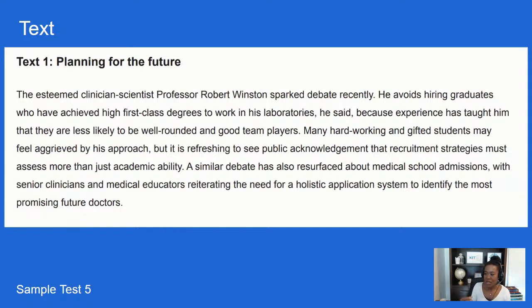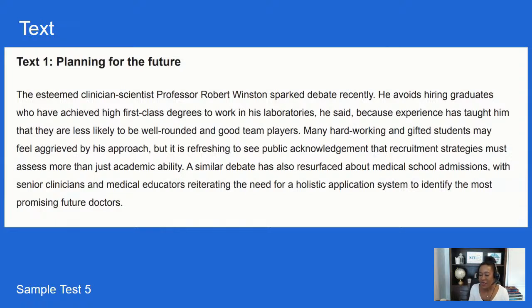And just to give you the context again, as you don't have the full text here in front of you, this text is about medical school admissions, planning for the future healthcare needs of the population, and viewing this in a holistic way.